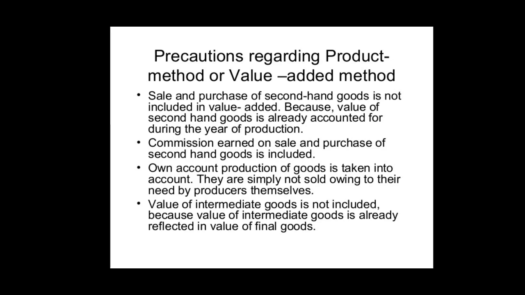On account production of goods, or we can say the value of production for self-consumption, is taken into account while measuring national income because they contribute to the output of a current financial year. They are simply not sold owing to their need by producers themselves. Furthermore, value of intermediate goods must not be added in the national income because this will amount to double counting as the value of intermediate goods is already reflected in value of final goods.